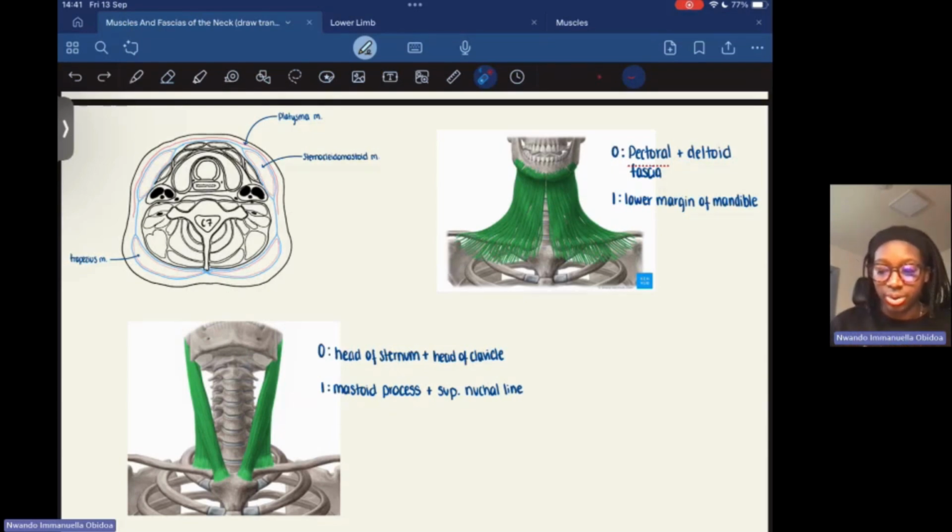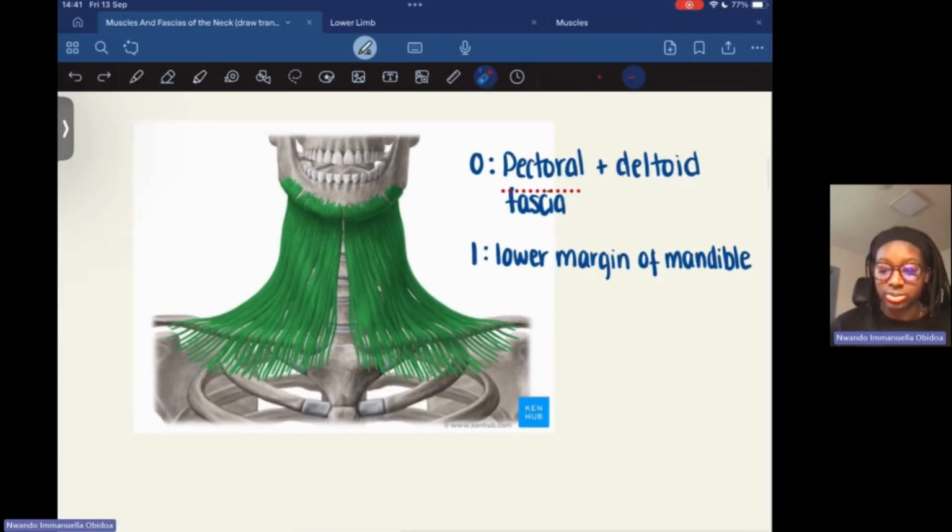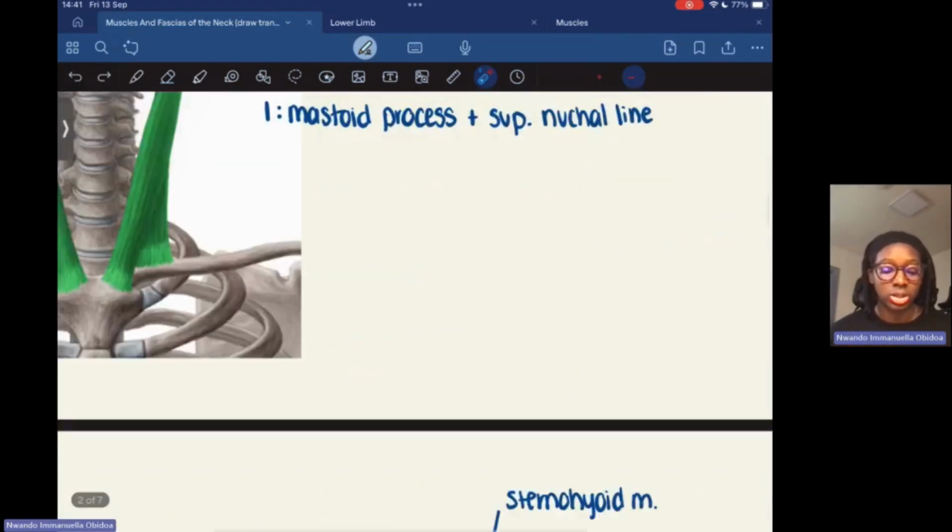So the platysma originates from the pectoral deltoid fascia and inserts on your lower margin of your mandible. This muscle is innervated by the cervical branch of the facial nerve. This muscle doesn't really have a significant function, so I will not be dwelling on that.